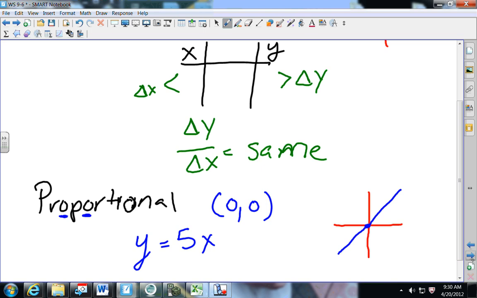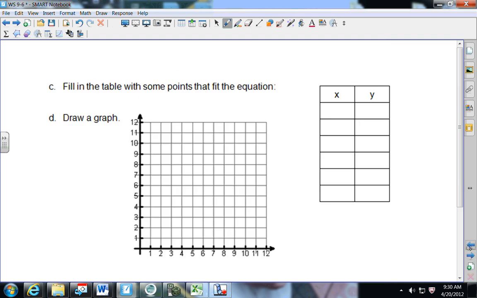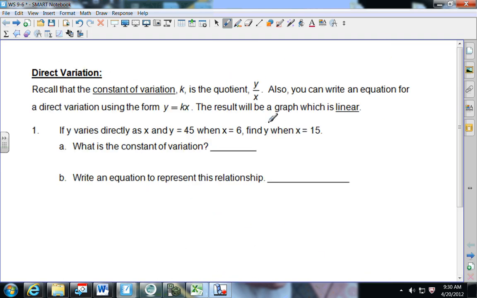So what this is saying is that y equals kx. K is just that fancy word for the constant of variation. To make it easier to understand, it basically is the slope. It's talking about the slope. There is no y-intercept right here.